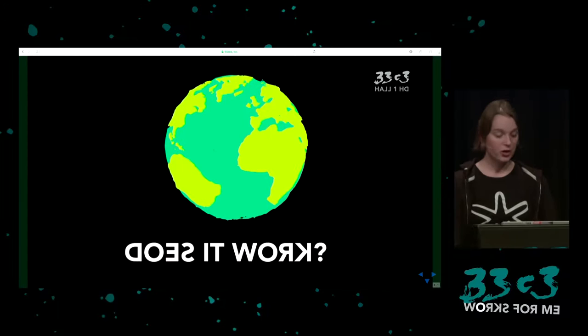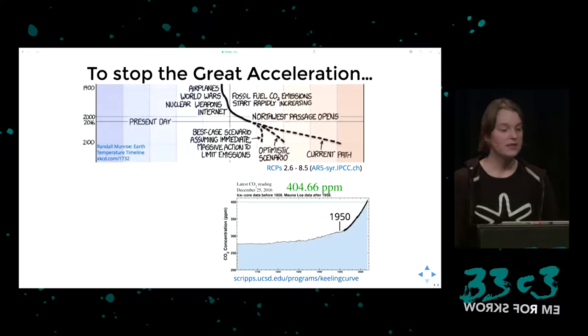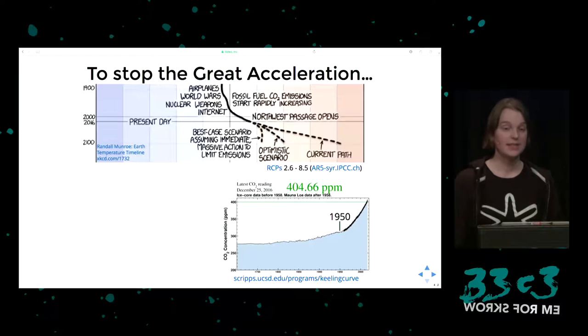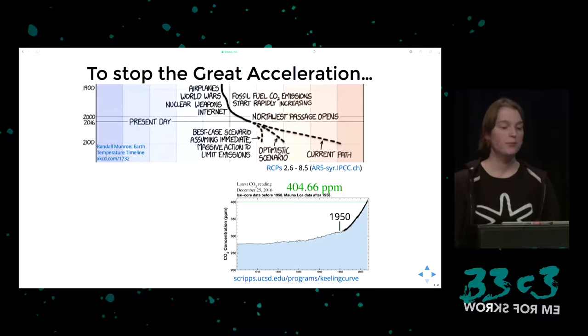I mean, you saw these representative concentration pathways here. They are from the IPCC. We're on this path currently. And just from a few days ago, the CO2 reading in the atmosphere is over 400 ppm. Before the industrial age, it was 280. And please notice that these are not fossil fuel emissions. These are concentration pathways. So they include natural sources for greenhouse gases. So we have to account for that as well.